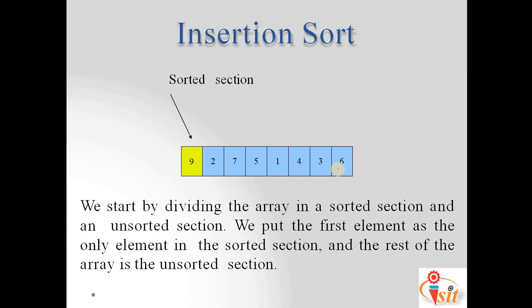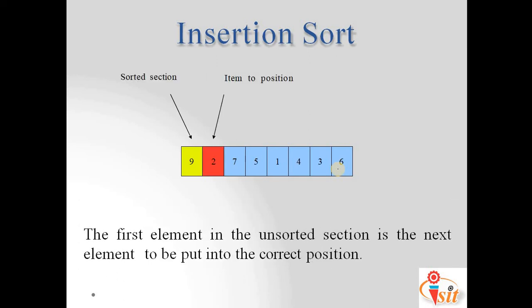As per the algorithm, the first element we consider as the sorted section and the remaining elements as the unsorted section. We start by dividing the array into a sorted section and an unsorted section. We put the first element as the only element in the sorted section and the rest of the array is the unsorted section. In the unsorted section, the first element is 2. The first element in the unsorted section is the next element to be put into the correct position.